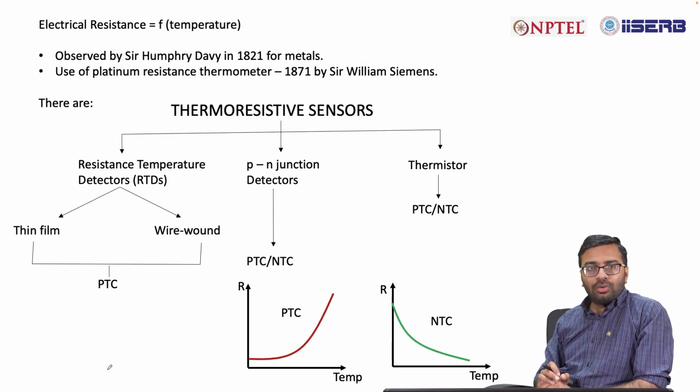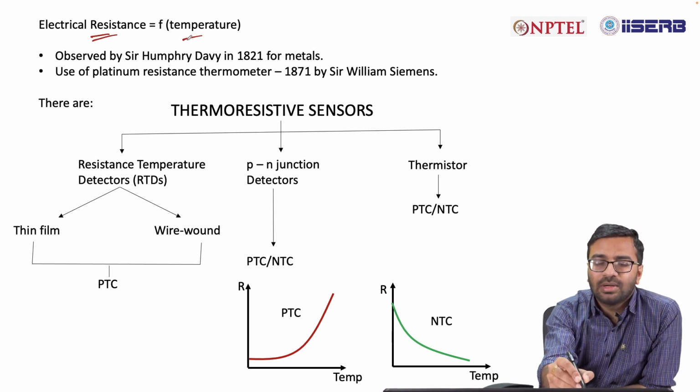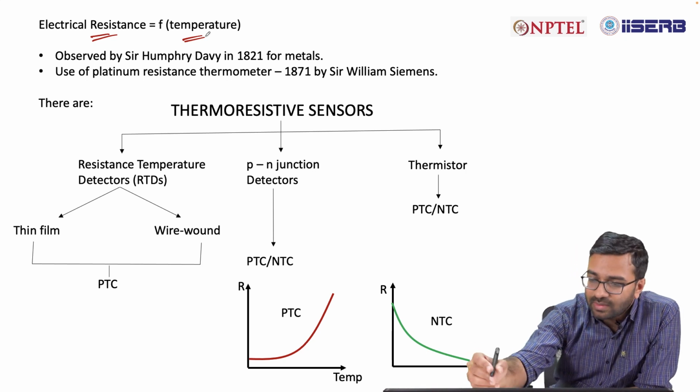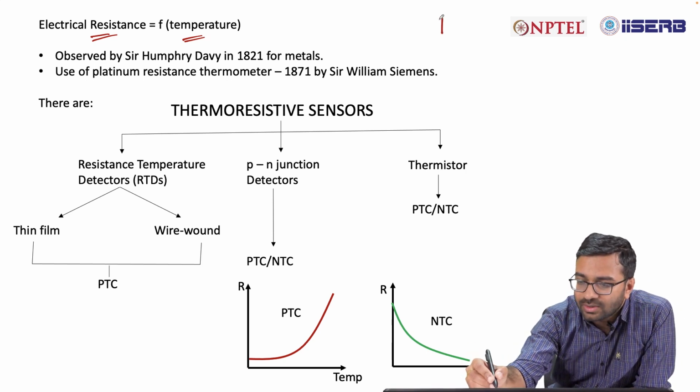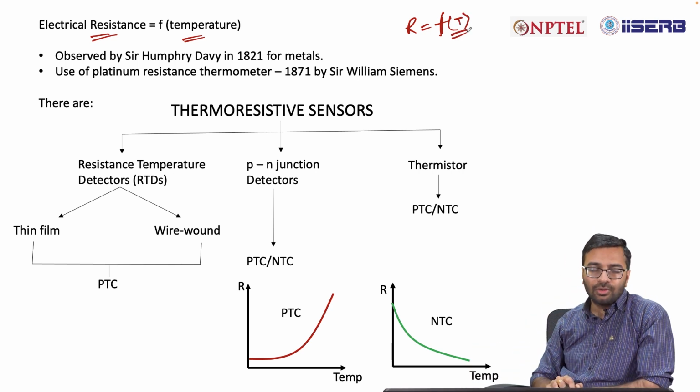So, the basic phenomenon associated with temperature sensing is that electrical resistance is a function of temperature. If it is a thermistor, then the electrical resistance of that particular material is a function of temperature. So, it is like R is equal to a function of temperature. That is what usually is the case.